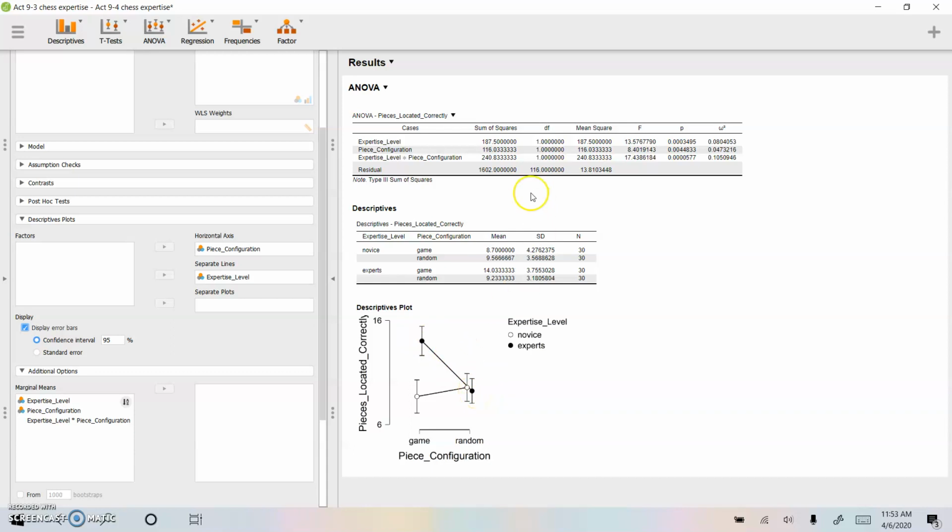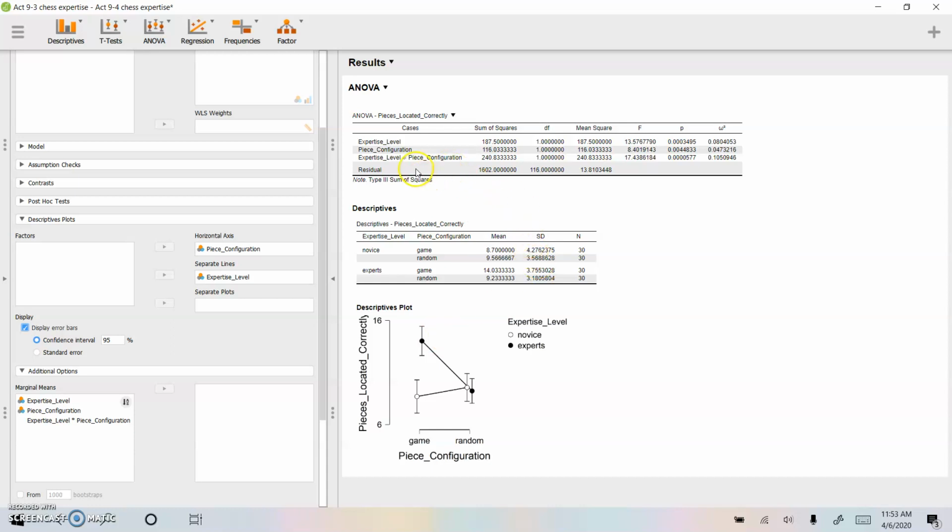So an interaction means that the effect of piece configuration depends on whether or not you're a novice or an expert. So here it looks like we have different things happening for the novices and the experts. Novices really weren't influenced much by whether or not they saw a random smattering of pieces or a game configuration, whereas experts did much better seemingly when they had the game configuration.